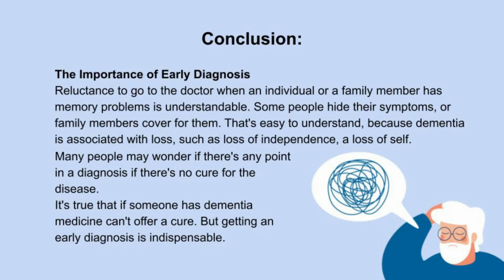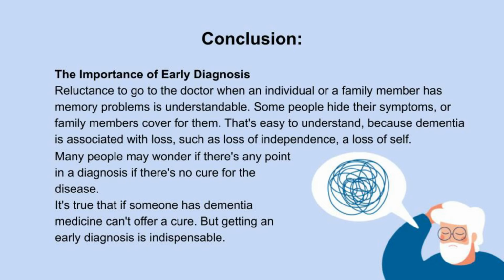So in conclusion, I just want to really reiterate the importance of early diagnosis for all dementia patients. Reluctance to go to the doctor when somebody or a family member has memory problems is certainly understandable because there's a lot of denial. Some people try to hide their symptoms or a family member tries to cover for them. That is easy to understand, honestly, because dementia is associated with loss. It's associated with a loss of independence, a loss of self.